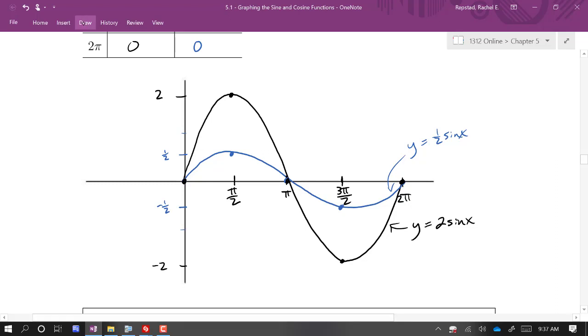So the effect that this number sitting out in front of the function, 1/2 sine x or 2 times sine x, has is that it affects where its peaks and valleys are, where its maximum values and minimum values are. The basic behavior is still the same. It's still this wave shape, but it just affects how high up it goes, how far it strays from this equilibrium of 0, the x-axis.